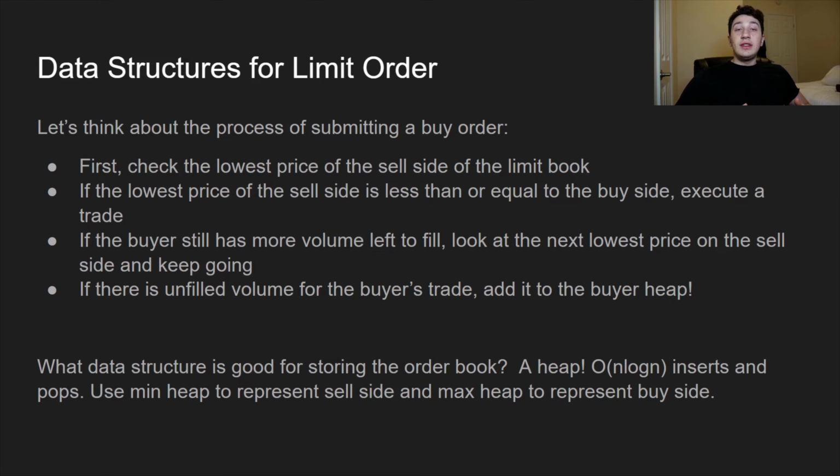So what would be really good for this would be a priority queue, which is often implemented by a min heap. So it would be really useful to represent the sell side of the order book with a min heap, so that way I can quickly see what's the lowest price that I can buy shares at. And similarly, you can also implement the buy side of the order book with a max heap, so that you can quickly see what is the highest price that someone's willing to buy shares of a stock at.